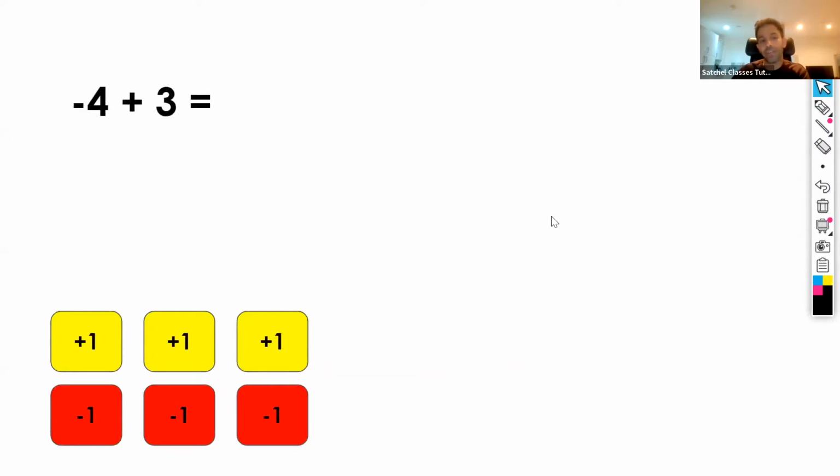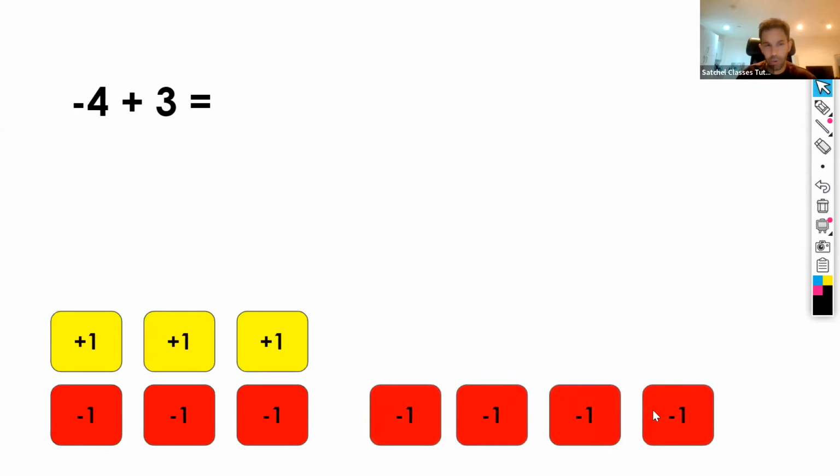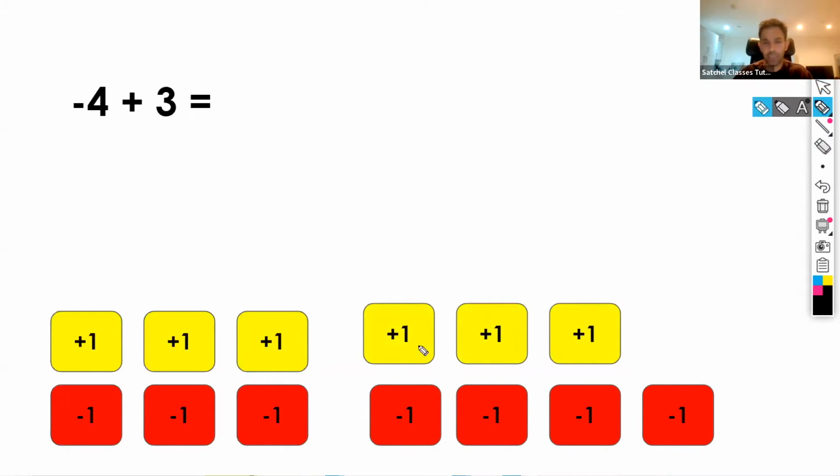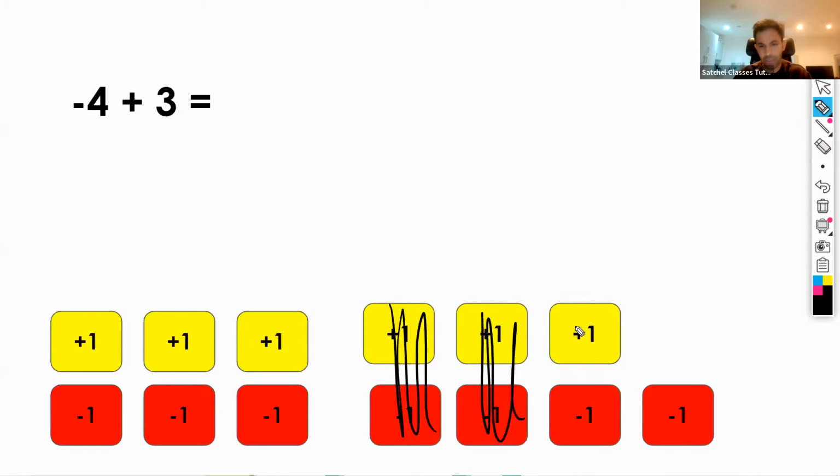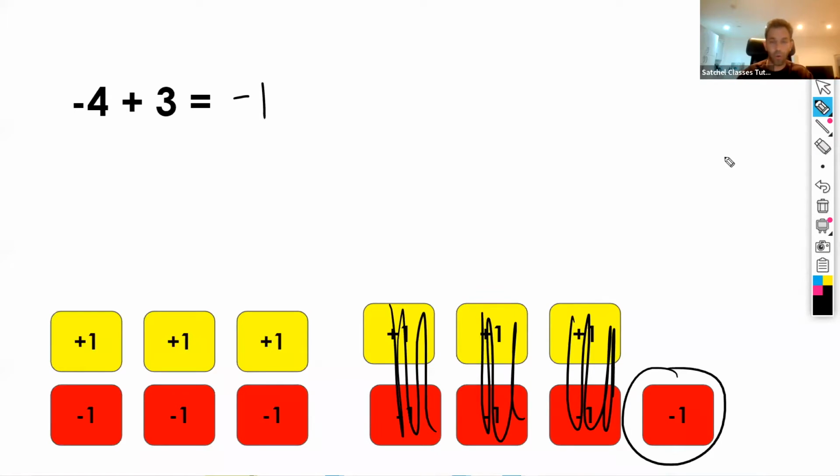So -4 plus 3. So we need to draw 4 red blocks. So that's -4. And then we need to add 3 yellow blocks, add 3 positive blocks. 1, 2, 3. And then we need to cancel down our 0 pairs. So all we're left with is -1.